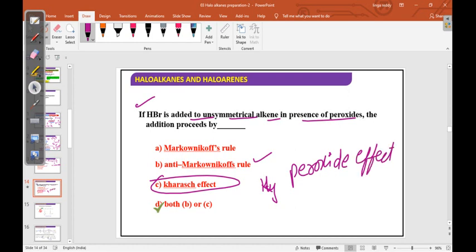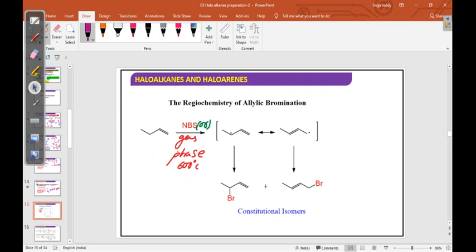Okay, next, halogenation at the allylic position and benzylic position. Allylic and benzylic position. It is a regioselective reaction. Regioselective means it is selecting the region. Region means place. Okay, the halogenation takes place on the allylic position. This is called the allylic position.